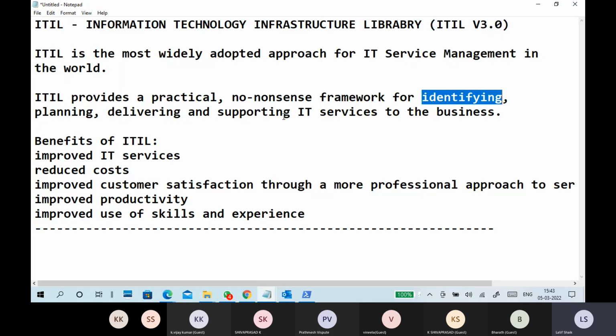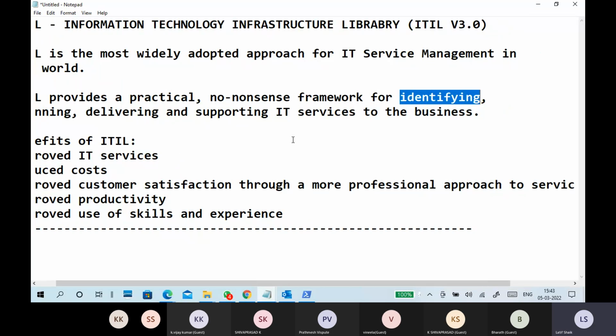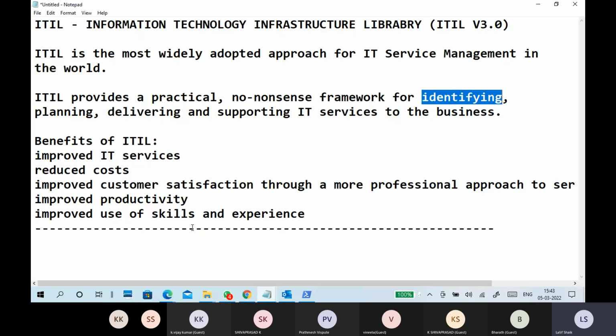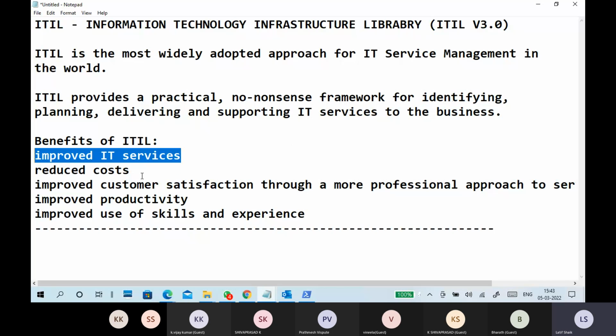So that is very important in the ITIL manner. If you follow the life cycles of ITIL in the process manner properly, what you will get from ITIL is that you can improve and provide better IT services.